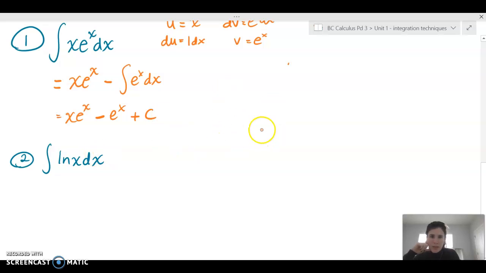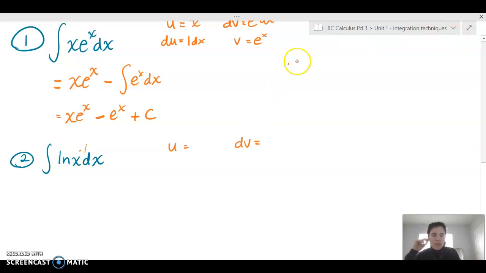Where's the multiplication? It looks like we only have one function with natural log x, but it's really natural log x times 1 dx. Okay, you can think of it that way. So we begin by finding our u and our dv.